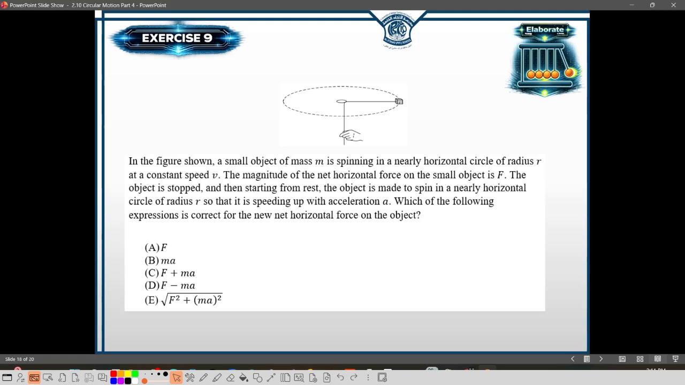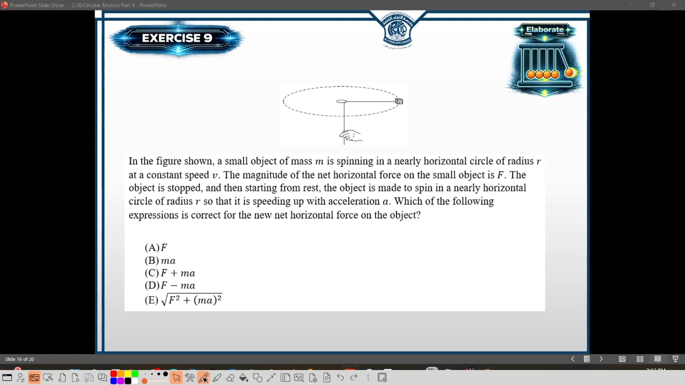In the figure shown, a small object of mass m is spinning in a nearly horizontal circle of radius r at a constant speed v. The magnitude of the horizontal net force on the small object is F. The object is stopped, and then starting from rest, the object is made to spin in a nearly horizontal circle of radius r so that it is speeding up with acceleration a. Which of the following expressions is correct for the new net horizontal force on the object?